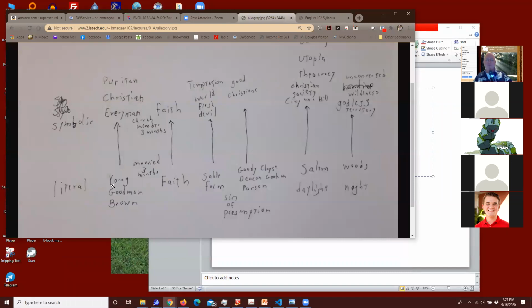So young Goodman Brown, he's the protagonist of the story. What does his name mean in the context of an allegory? On the literal level, he is a young man. What's young in Puritan times to get married? 16, 17, maybe 18.